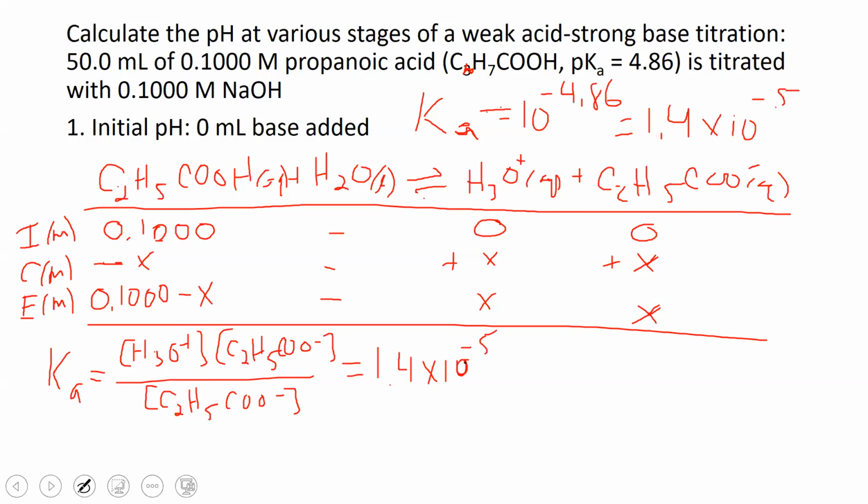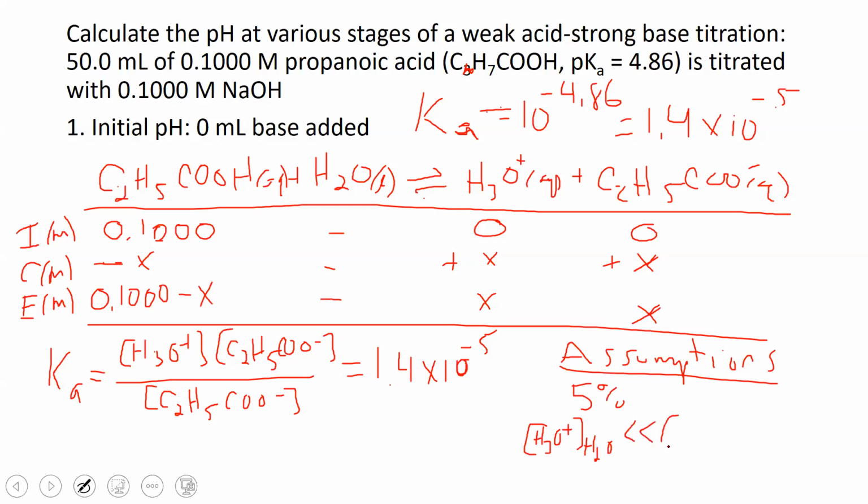And as far as assumptions go, since we're almost ready to calculate this, we're going to just write the assumptions on this page, and then we'll do the rest of the calculations on the next page. So the assumptions are the 5% rule, right? Remember, the 5% rule says that X is less than 5% of the initial concentration of the acid. And the other one is that our concentration of hydronium from water is going to be much less than the concentration of hydronium from the propanoate.